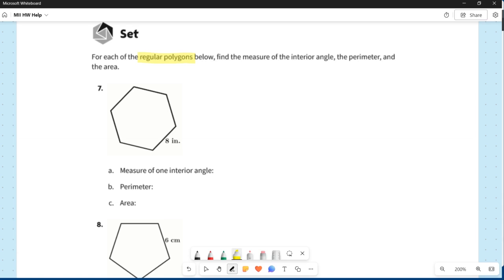As an example, a regular quadrilateral is known as a square because a square has 4 congruent sides and 4 congruent interior angles. There's no squares in this section, but again, if you're talking about quadrilaterals, a regular polygon is a square. And for each of these questions, we're being asked to find 3 things: the measure of an interior angle, the perimeter, and the area.